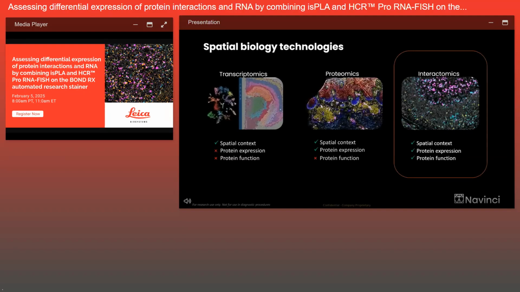Proteomics allows us to analyze protein expression and the spatial context of those proteins. However, this doesn't give us any protein function information. And then interactomics, which is where Da Vinci comes in, allows you to study and visualize protein interactions with the addition of expression and contextual information, which allows you to study more complex molecular processes that you can't otherwise.